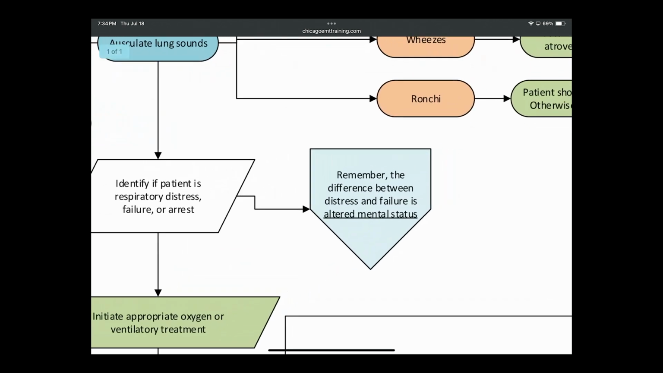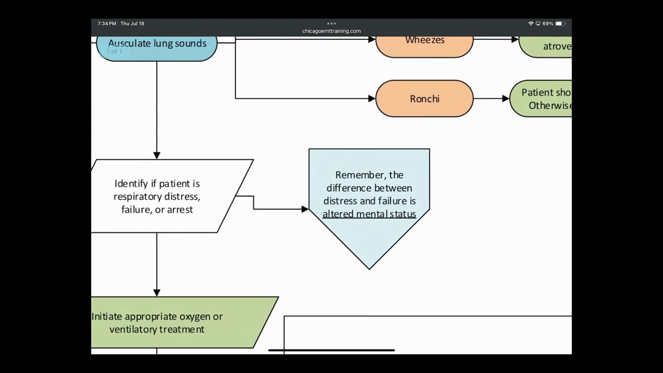And in this blue, I left a note for you stating that the main difference between respiratory distress and failure is the fact that the patient is altered mental status. And it's going to be bizarre the first time you see it, in the sense of the patient will complain of not being able to breathe. And you'll have EMTs, nurses, paramedics trying to help them breathe, trying to help apply oxygen to their face. And they're ripping it off their face. And it's bizarre. But they are circling the drain.